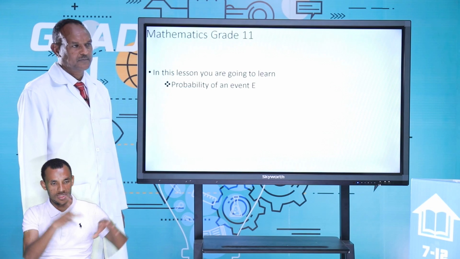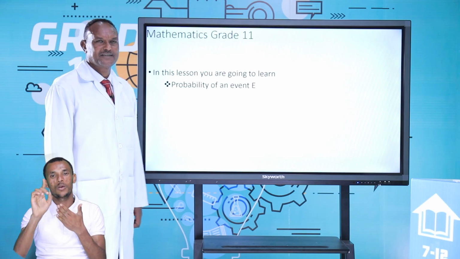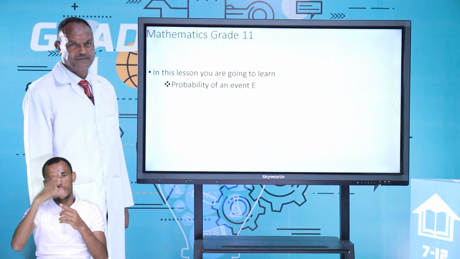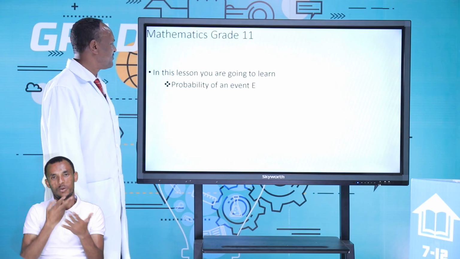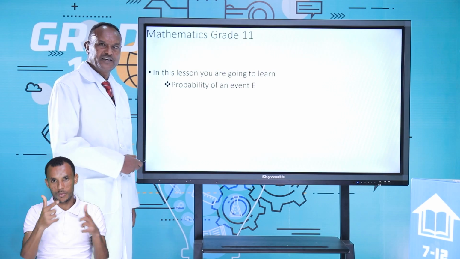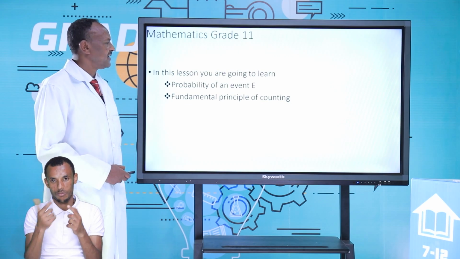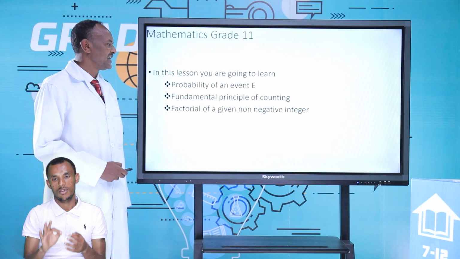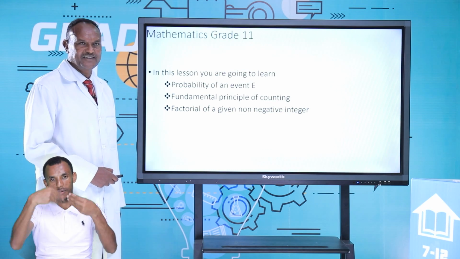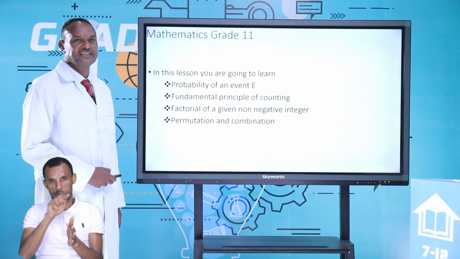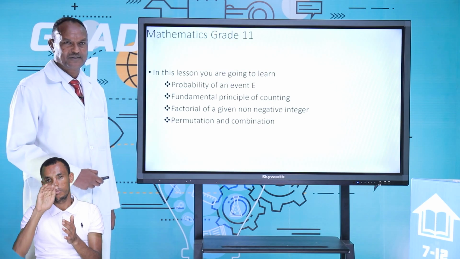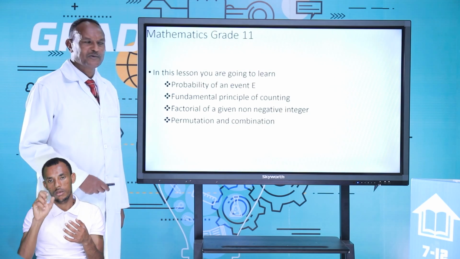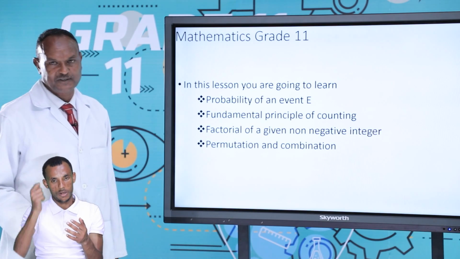Hello students. Last week we discussed statistics, measures of location and measures of dispersion. Today we'll see probability of an event, the fundamental principle of counting, factorial of a given non-negative integer, permutations and combinations. To discuss probability of an event, we have to remember three terms.